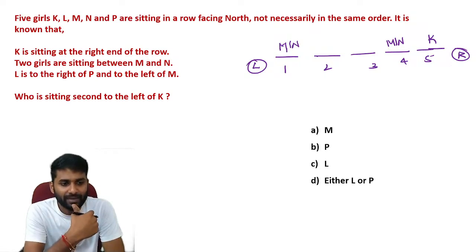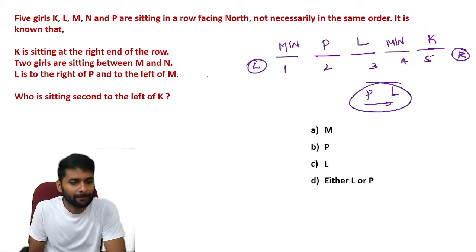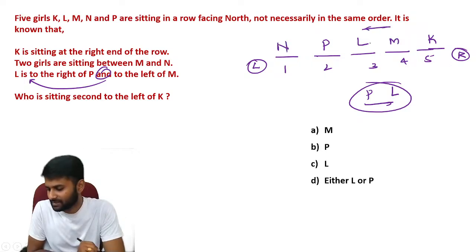L is right of P. Okay, so definitely we have to confirm P and L, and they are connected with L. L is left of M. L is left of M means we can conclude it here, N here. Why? Because this is the left side, right?